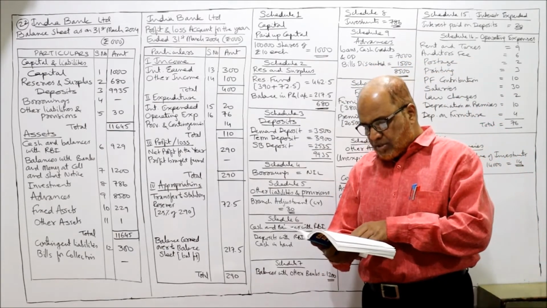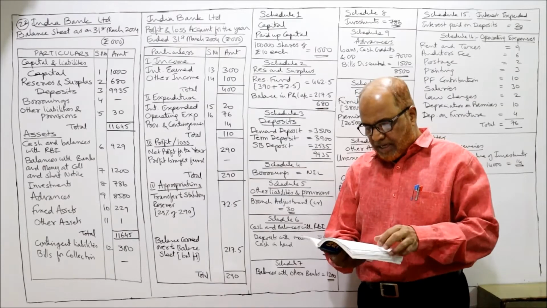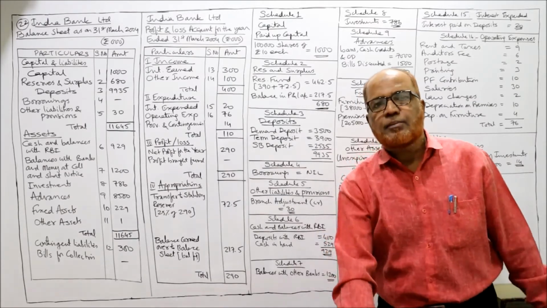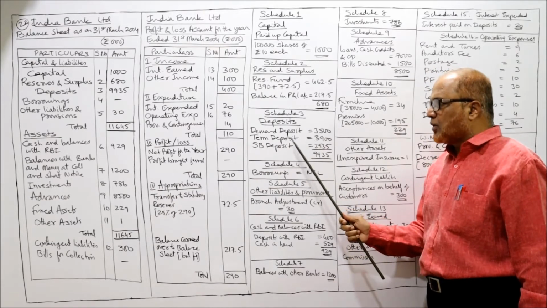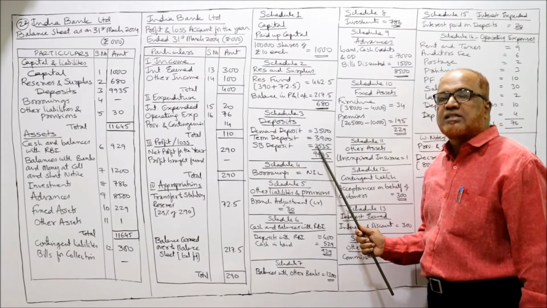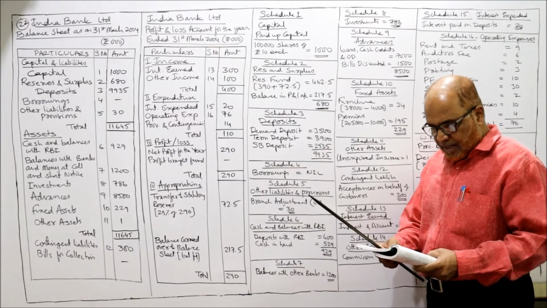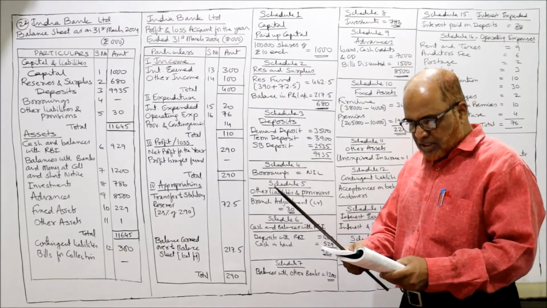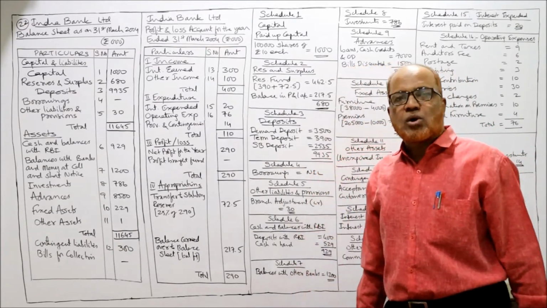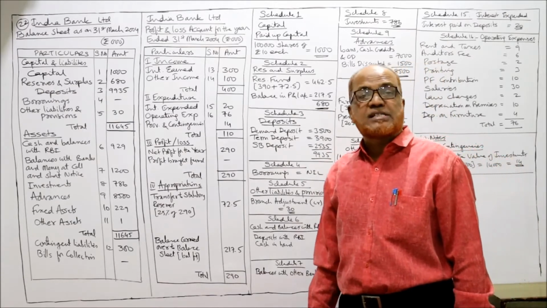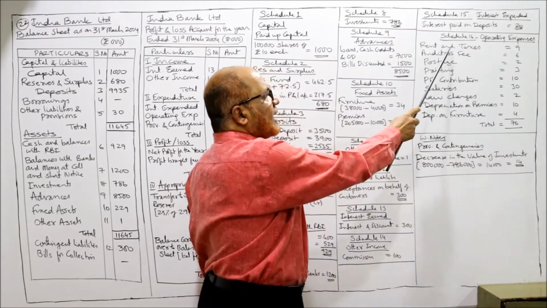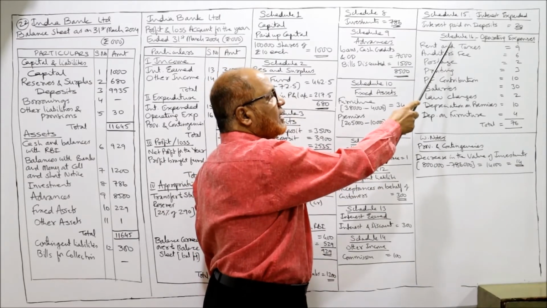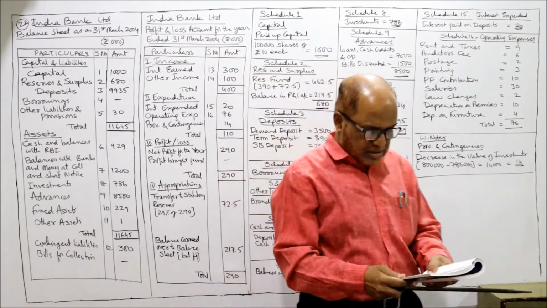Next, term deposit, demand deposit, term deposit, SB deposit. All the 3 types of deposits we have to take in schedule number 3. Deposits: demand deposit, term deposit, SB deposit. No adjustment, nothing. Next, rent and taxes, auditor's fee. Rent and taxes, auditor's fee will be taken in schedule number 16, operating expenses. Here, rent and taxes, auditor's fee in schedule number 16, operating expenses.